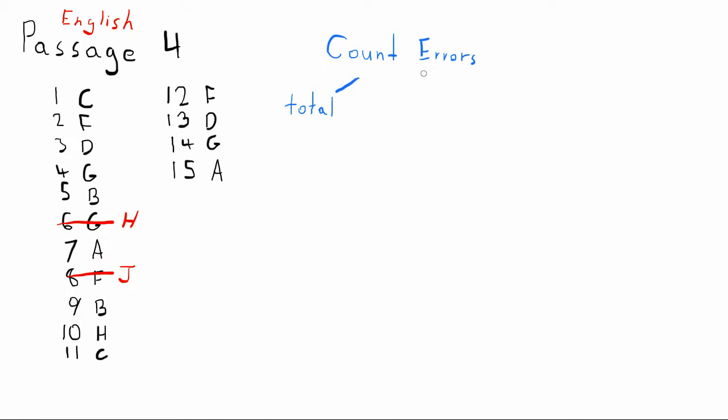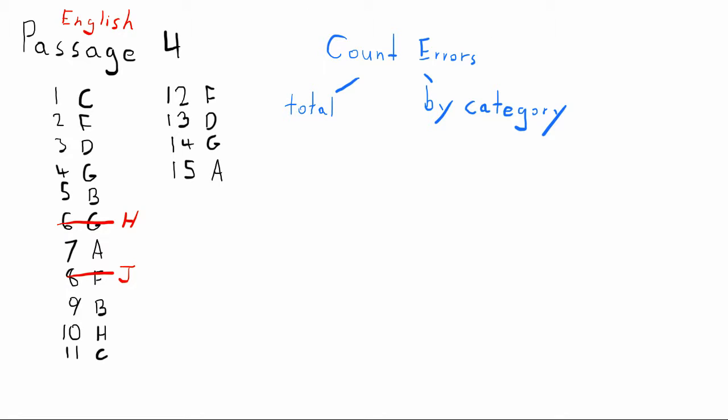But we also want to count the errors by category. And the reason that this is so important is that certain types of answers are easier to correct and other types are necessary to study for. And so it's important that we realize why we're getting questions wrong so that we can improve.